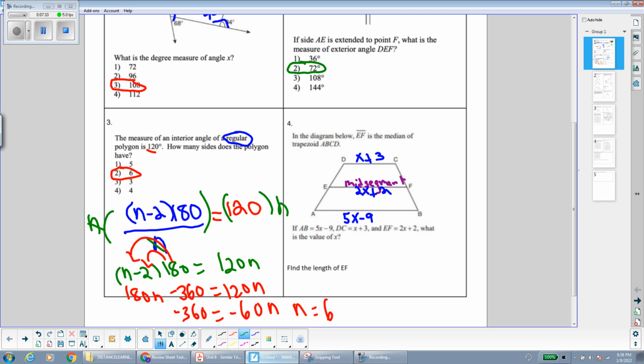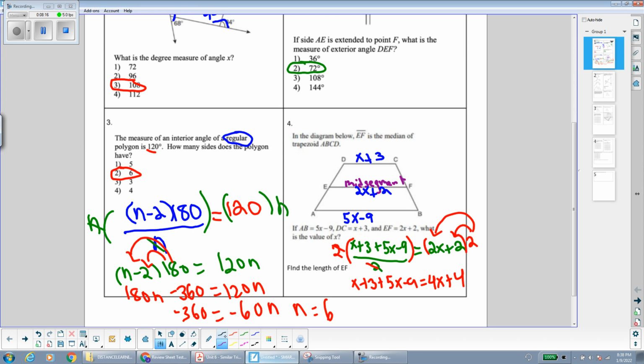We know that the length of the midsegment of a trapezoid is equal to half the sum of the bases. So let's take the sum of the two bases, x plus 3 plus 5x minus 9. We need half the sum of the bases, so let's divide by 2. And that should be equal to the midsegment, which is 2x plus 2. Let me multiply by 2 on both sides to cancel out this division by 2. And I'm going to make sure to distribute the 2 to everything inside the parentheses. We have x plus 3 plus 5x minus 9 is equal to 4x plus 4.